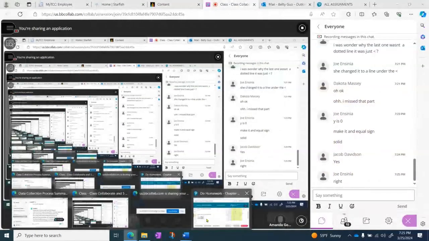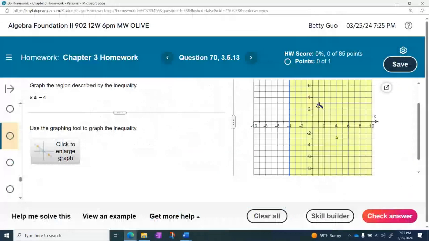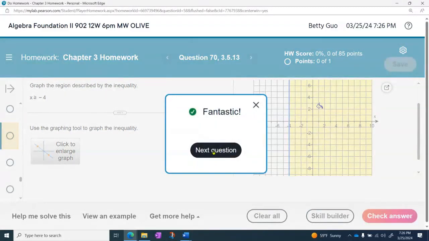It's because I use (0, 0) as the testing point. Using (0, 0) is very convenient. Plugging x equals 0, y equals 0 into the original inequality, you have 0 is bigger than or equal to -4. So we got a true statement. That means the origin, which is to the right side of the boundary, is a solution. So that's right. I shade the region to the right of the boundary. Then check the answer. It's correct.